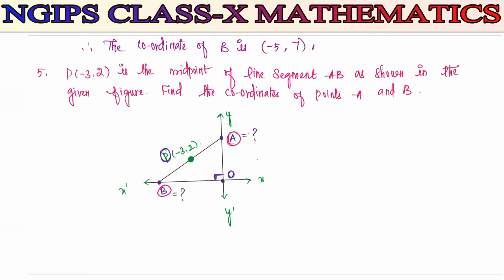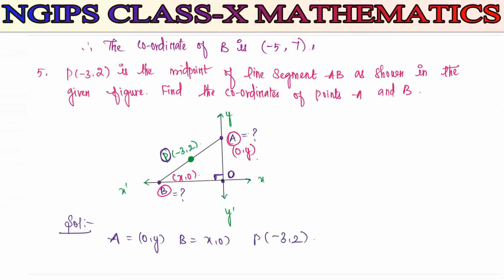Now here we know very well that a point which is lying on the y-axis can be considered as 0 comma y. And a point which is lying on the x-axis can be considered as x comma 0. So here, solution: the A point we have assumed as 0 comma y, and the B point is x comma 0. And the point which divides AB is minus 3 comma 2.